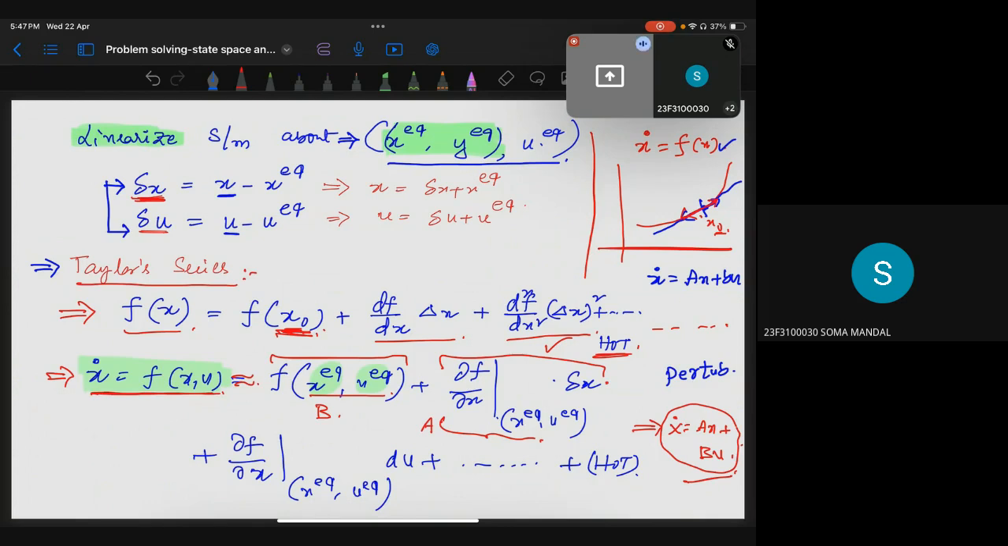Throughout the course, nowhere have we mentioned the nonlinear. Everything we saw is LTI, linear time invariant systems. Whatever we have studied, the whole course is linear control systems.